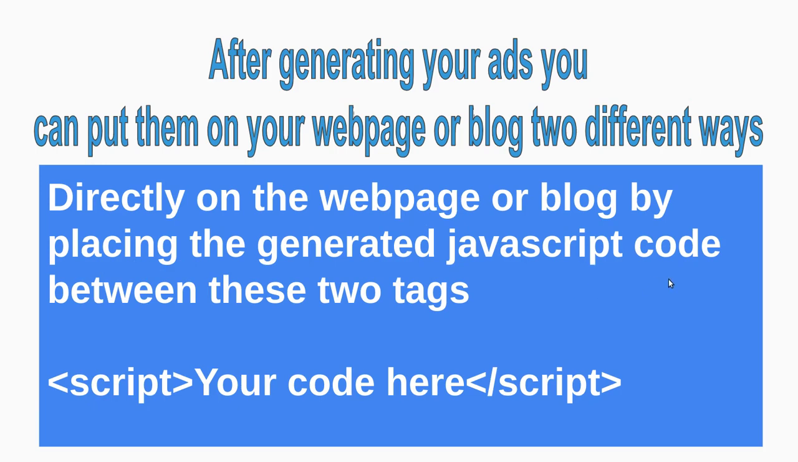Okay, so after generating your ads, you can put them on your web page or blog two different ways. Directly on the web page or blog by placing the generated JavaScript code between these two tags. Once again, these are in a box where you can copy and paste these two tags. In fact, you copy and paste this exact thing and then replace it with your actual ad code.